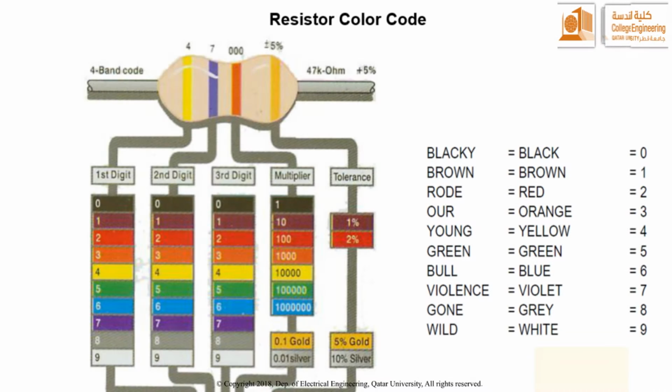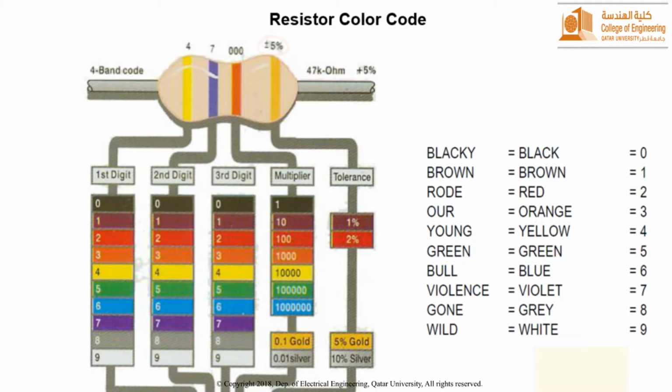So you start from the left. It's yellow. Yellow is 4. So we write the number 4. The next color is violet, so it's 7. The next color is the multiplier. It's orange, so it has 3 zeros. And the last one is for tolerance, which is gold, so it's plus minus 5%.